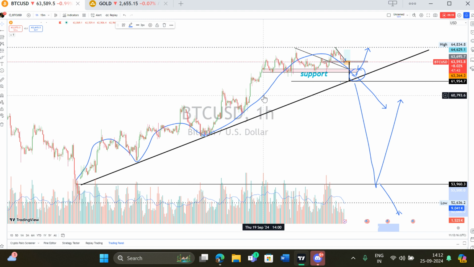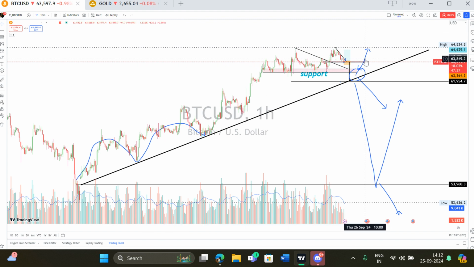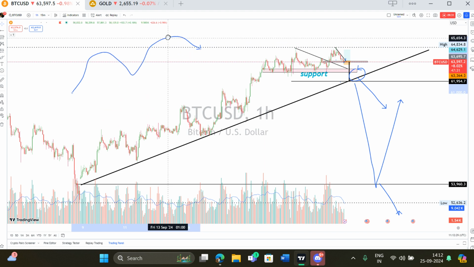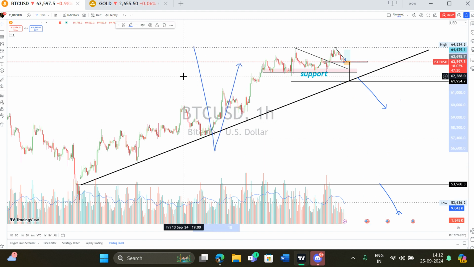This is the last scenario, guys. If it pushes back from this 61,900 level, from this area here, then we can reach a new high here, like 71, 72, 73. But one time it's compulsory to retest this trend line and go back again, right? This is the way the market is working here.